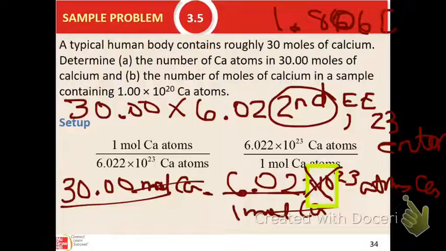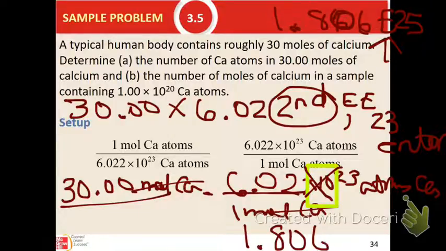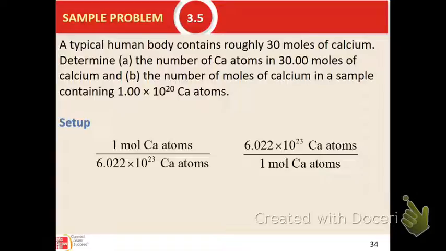And then my answer that I got said 1.806 E25. That E right there means times 10 to the. So I knew when I put my answer, I needed to record it as 1.806 times 10 to the 25th power. That E means times 10 to the 25th. So make sure that you get that. Okay. And then here's how A is worked out.